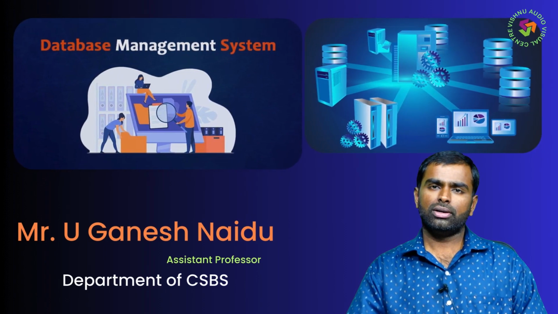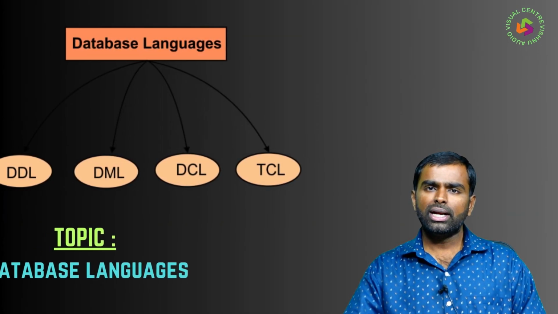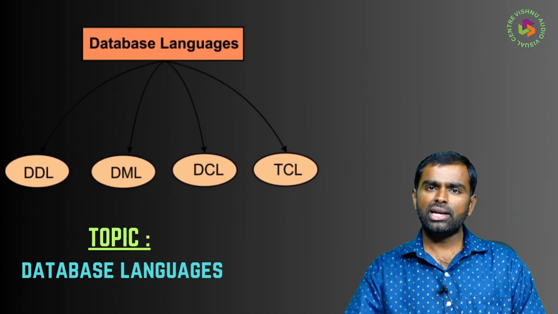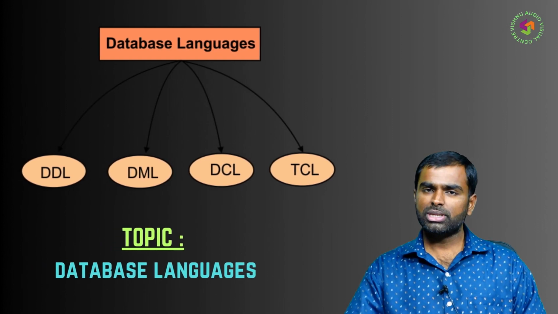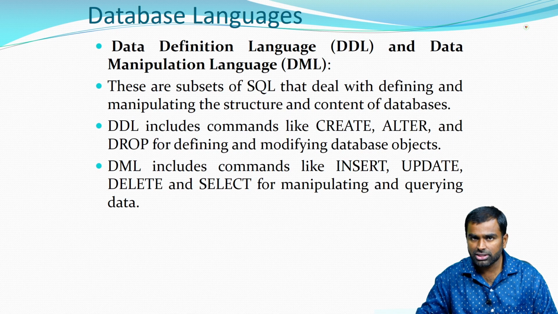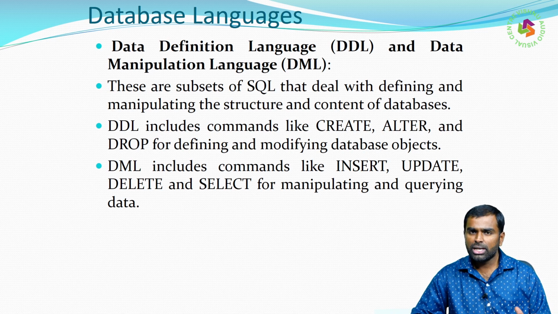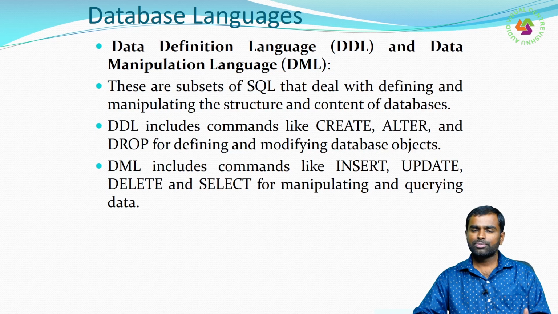So we have different database languages: DDL, DML, DCL, TCL. Mainly these four are the DBMS languages. DDL means data definition language. DML means data manipulation language. Next, DCL means data control language. Next, TCL means transaction control language. These are the different DBMS languages.